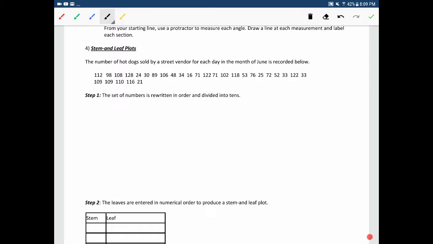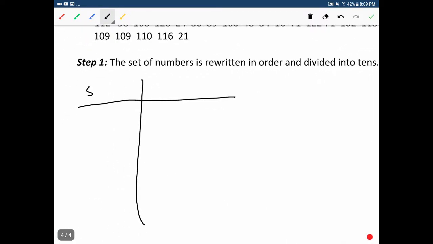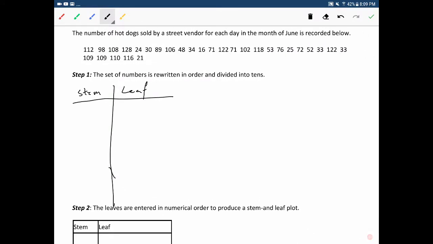So what you're going to do is start by rewriting these in order. You don't even actually have to do that, so I'm not even going to do that. What I'm going to do instead is an out of order stem and leaf plot. I'm not strictly doing what it tells me to do here. I'm going to write the stem right there and the leaf right there. It's a fancy name for something that's really pretty straightforward. I'm going to do an out of order one, and then I'm going to transfer it into an in order one.